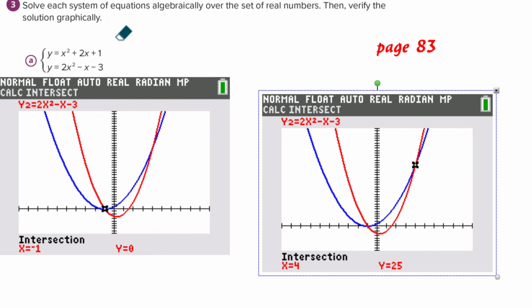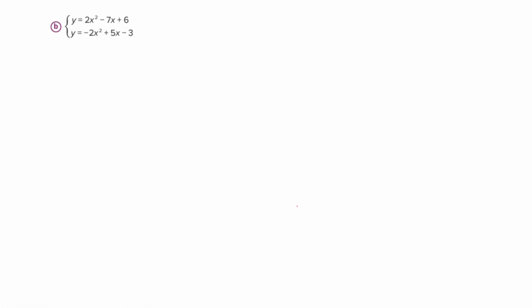No need to set these equal and then do some huge factoring problem where you'll probably lose a negative and get frustrated, and then you'll hate math forever, and then you'll just have me to blame.